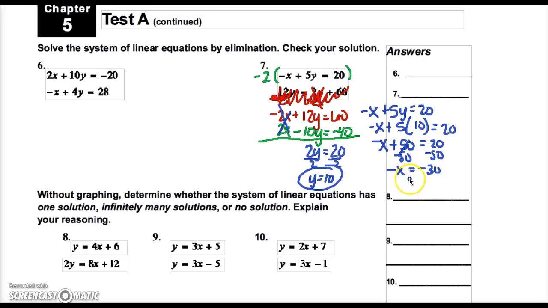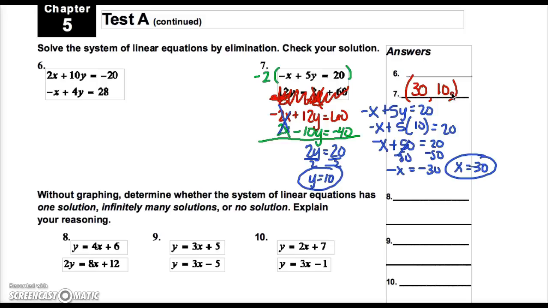Now, I don't care about negative x. I want to know what just x would be. So if a negative x is equal to a negative 30, that means a positive x would be equal to a positive 30. And when I write this as my ordered pair up here on number 7, remember your x comes first. So we have 30, 10. And there's your ordered pair.